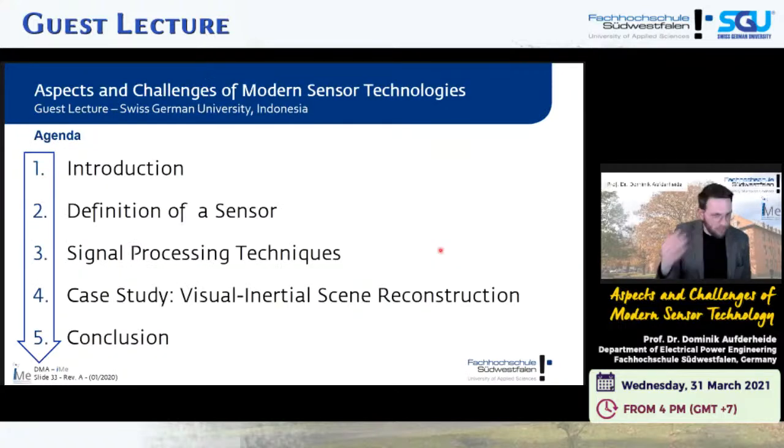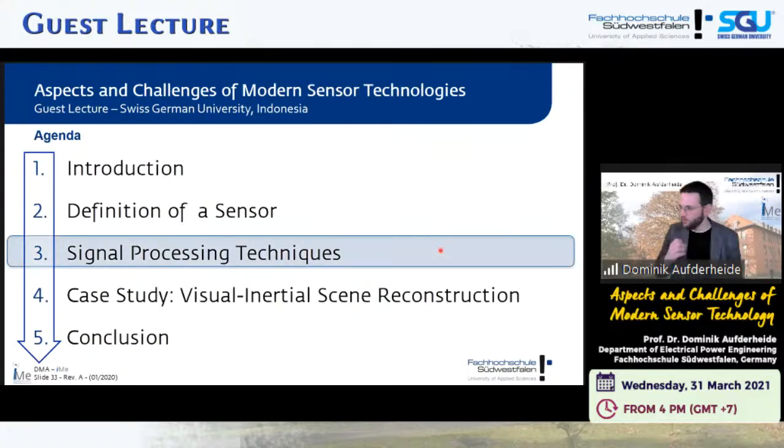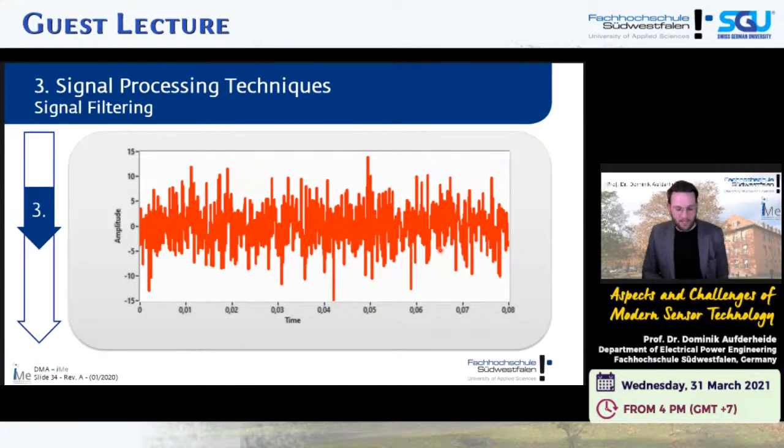Okay, we talked about the sensor. What is the sensor in general? Let us just give an introduction into signal processing, and maybe then it's good to have a 5 minute break, so that you can go to the toilet or whatever. But let us have a short start with signal processing techniques. So we know now that one of the problems is that our sensors are affected by noise. So the signal you are reading is not looking very nice.